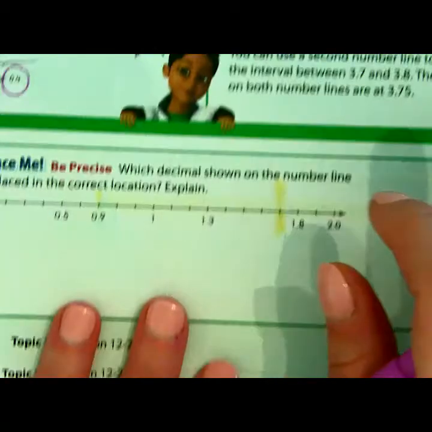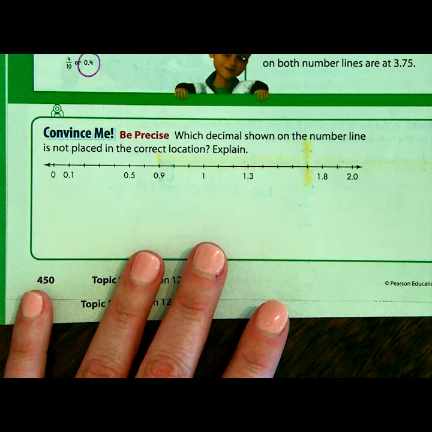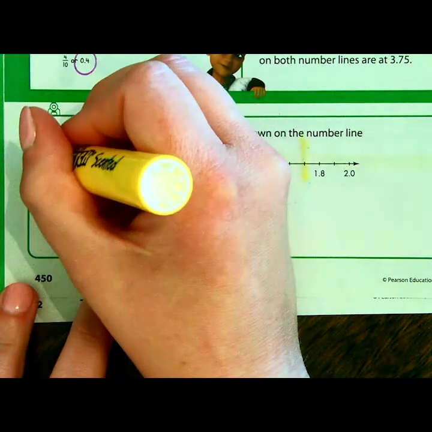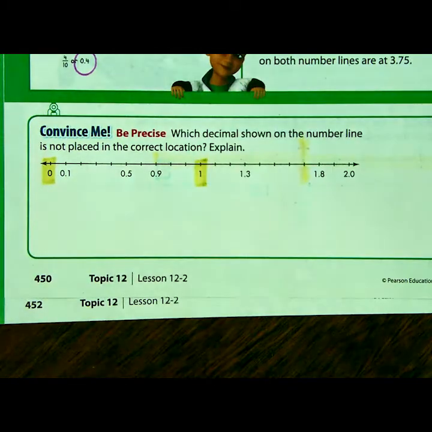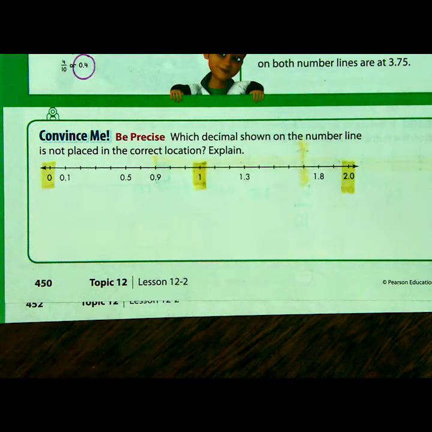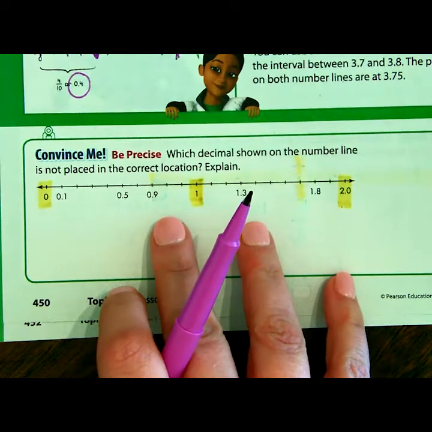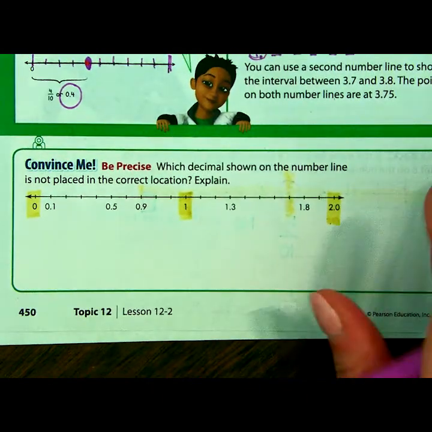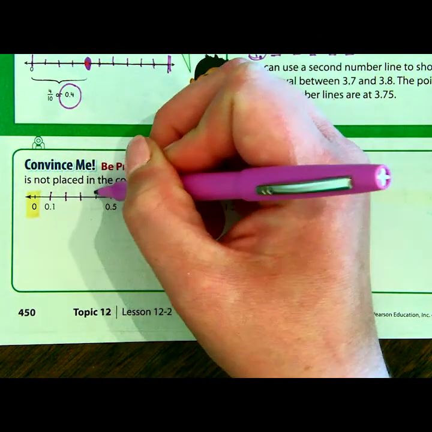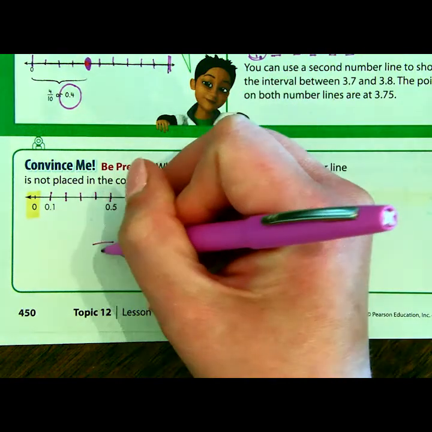Let's take a look at this example down here. It's asking us which decimal shown on the number line is not in the correct location. Well, again, first, we want to start with 0 and 1, right? Or you can look at 1 and 2. Whichever whole numbers you're given, it could be like between 7 and 8. As long as you have 2 whole numbers you can look at, you'll be fine. So now we need to see how many equal parts they've been divided into. So 1, 2, 3, 4, 5, 6, 7, 8, 9, 10. So again, into tenths.